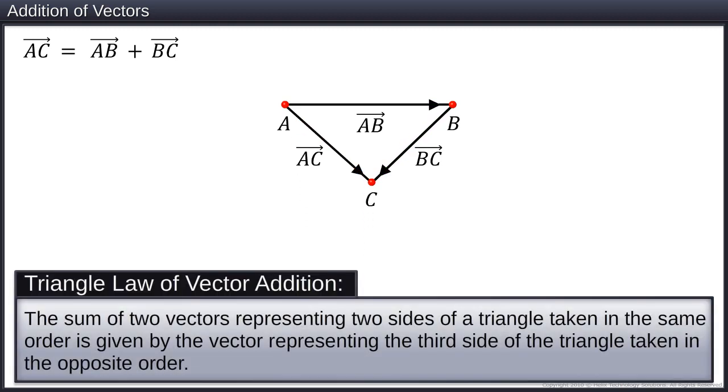The sum of two vectors representing two sides of a triangle taken in the same order is given by the vector representing the third side of the triangle taken in the opposite order. This is called the triangle law of vector addition.